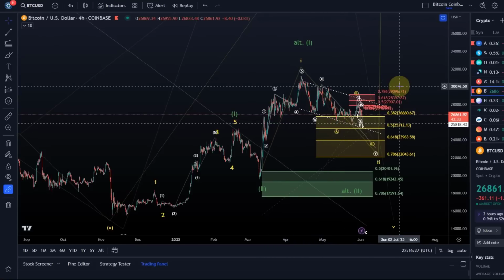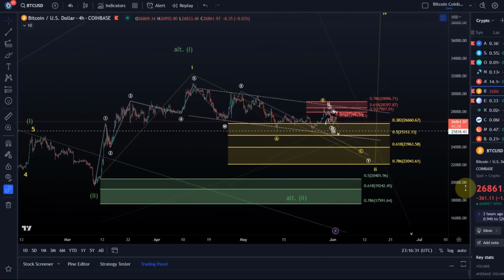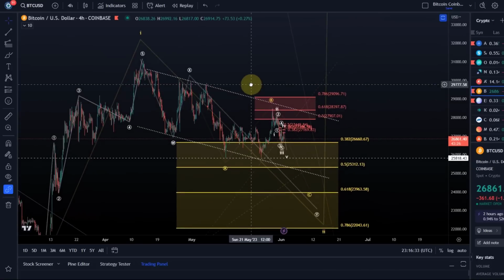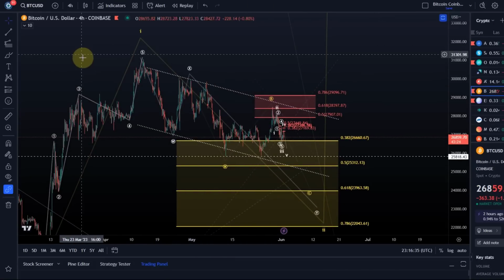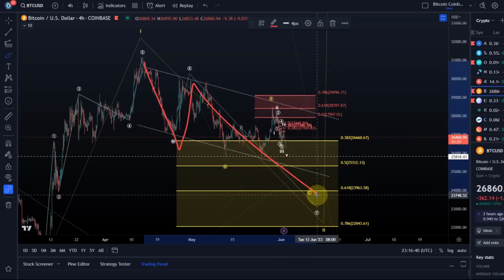So from that point of view, it's all okay. Then zooming in, again, my take is that this is currently a wave 2 correction. In a wave 2, we're most likely dealing with a WXY structure. The idea is we're now in the Y wave.